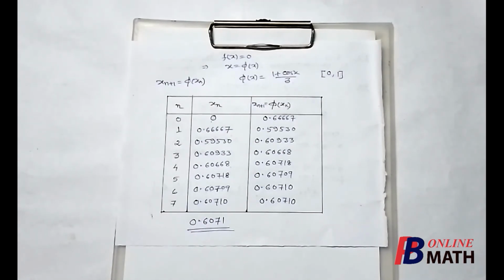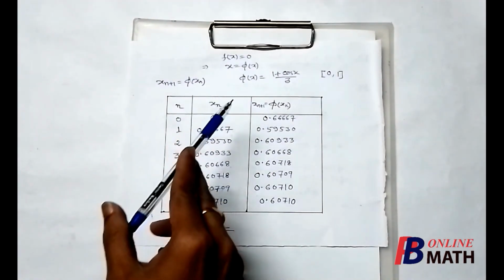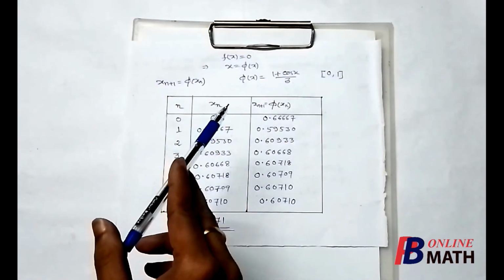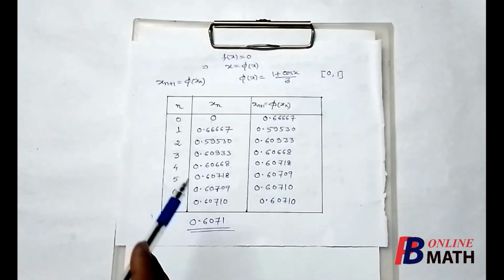So remember that the fixed point iteration method is conditionally convergent. It is convergent only when the modulus of phi dash x is less than 1 for all the values within the interval. Otherwise it will diverge. So with this we complete this part.